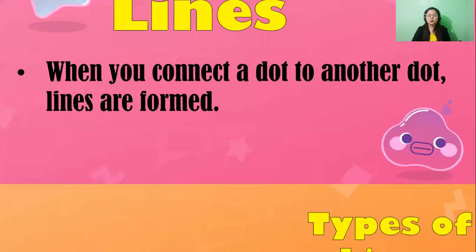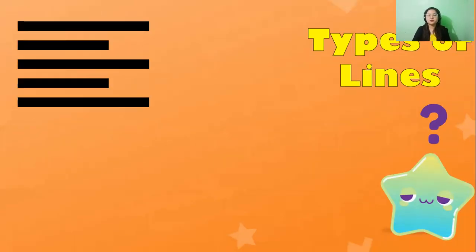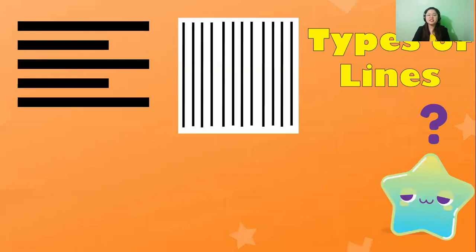Next, we have the different types of lines. The first one that we have is called horizontal line. A horizontal line moves from left to right. Next, we have vertical line. Vertical lines move up and down. Again, vertical line, up and down.